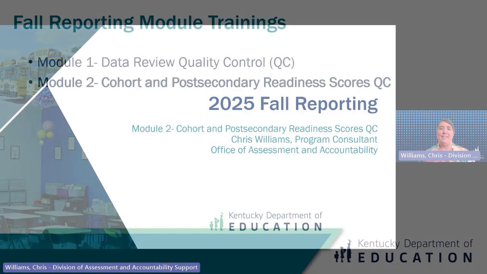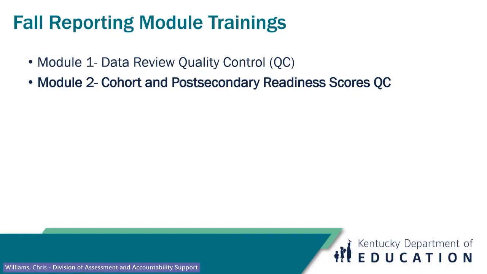Let's begin. There are two module trainings for fall reporting. We have the Data Review QC and we have the Cohort QC and Post-Secondary Readiness Scores. Module number 2 is where we're going to focus, and that is for our high school staff only.